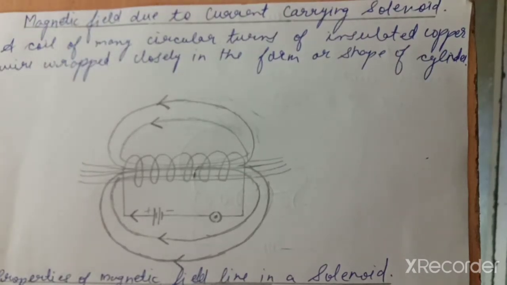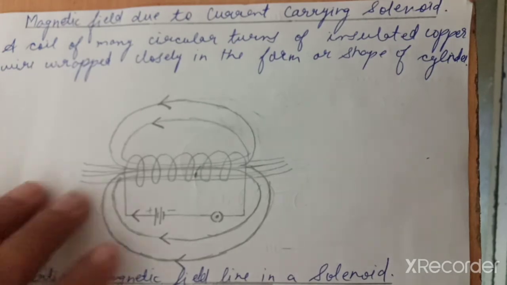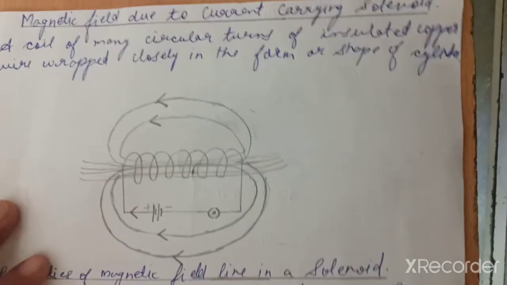Good morning, students. We are doing the chapter Magnetic Effect of Electric Current. Today, we are starting the next topic, that is the magnetic field due to a current carrying solenoid.